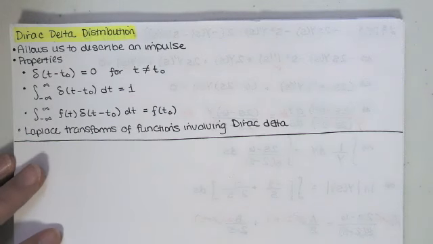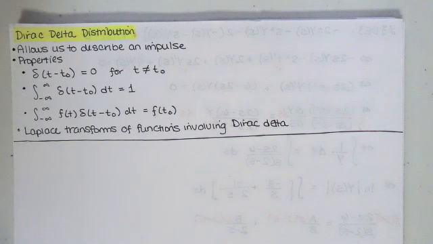In this video, we describe the Dirac delta distribution. This is a mathematical object. It's something like a function, but it's not exactly a function. It's sometimes called a generalized function or a distribution, but it's going to allow us to mathematically model what is called an impulse.